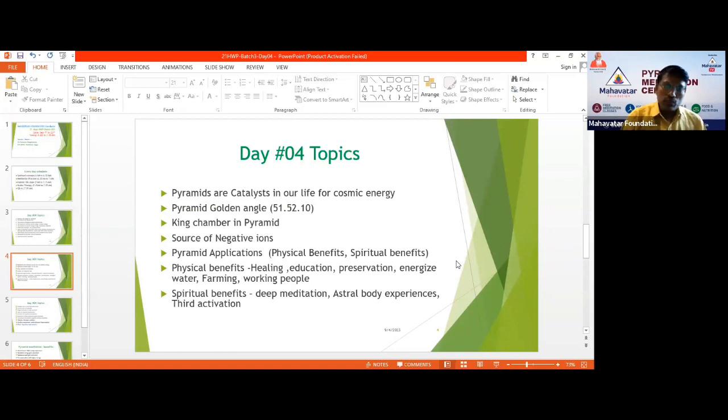So friends, another thing is working people, all the business professionals, right from students, business professionals, doctors, engineers, and all the different types, everybody can use this pyramid power widely, my dear friends. And the other thing is spiritual benefits. Let's come to the spiritual benefits.